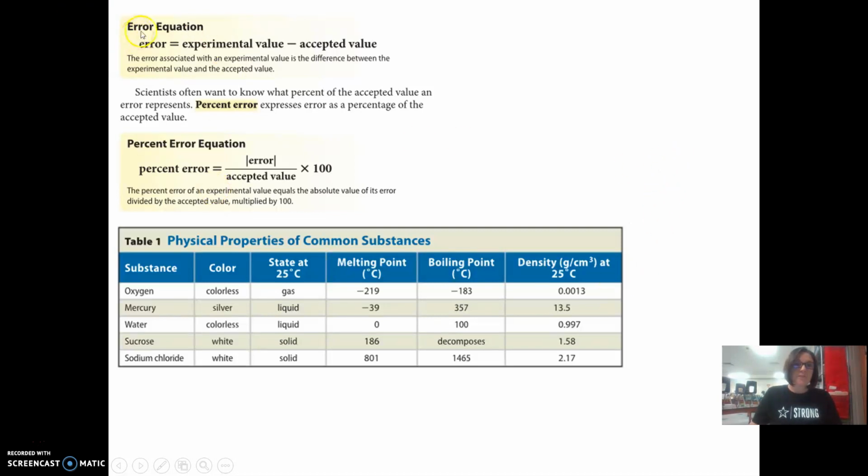So first what we have to do is get error, and then the error gets plugged into percent error, and those bars mean absolute value. So if I get a negative number up here, I will not plug it in as a negative number in percent error. It's always a positive number. So I need the experimental value that I got, and I need to subtract the accepted value from this table down here. So on the table, the accepted value of density of water is 0.997.